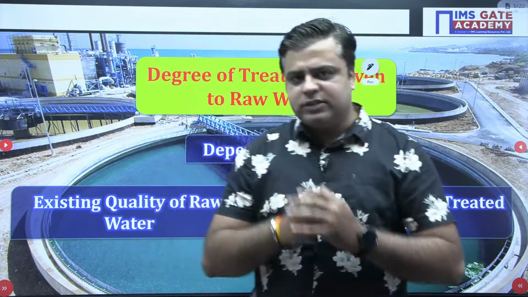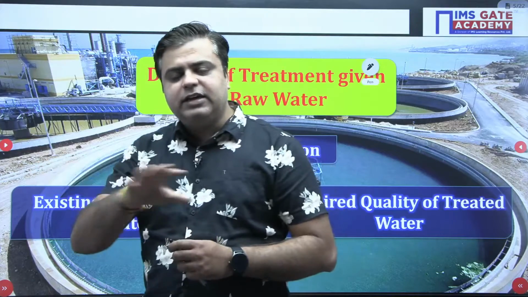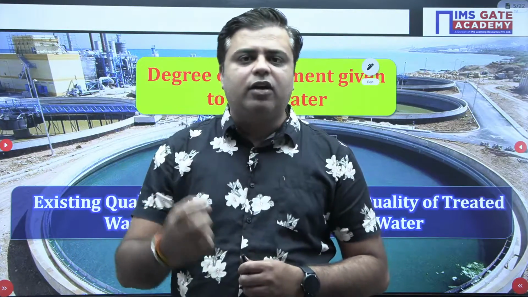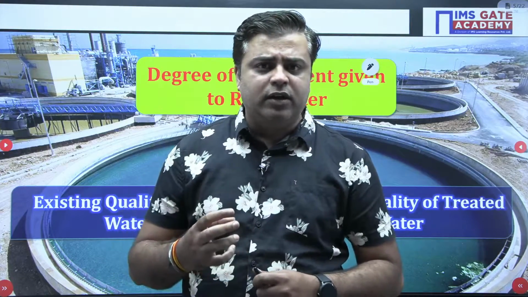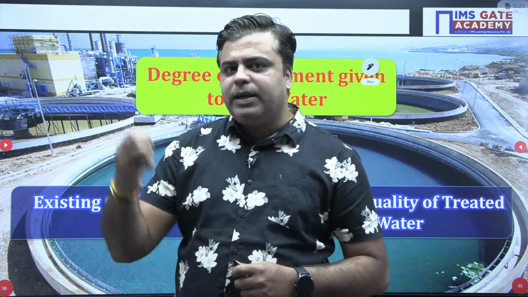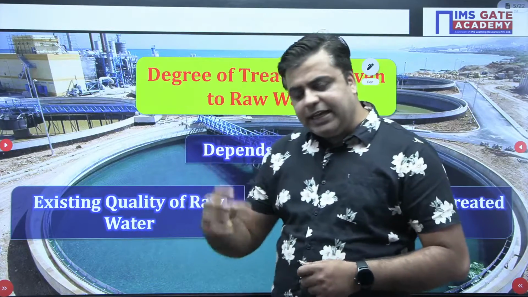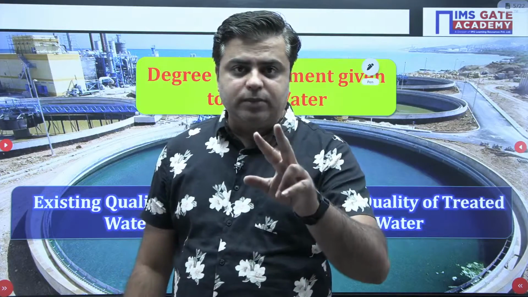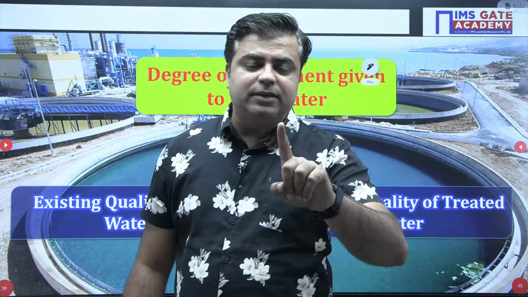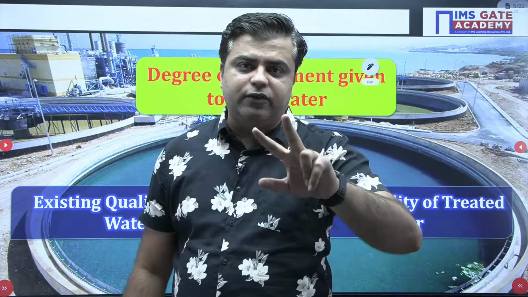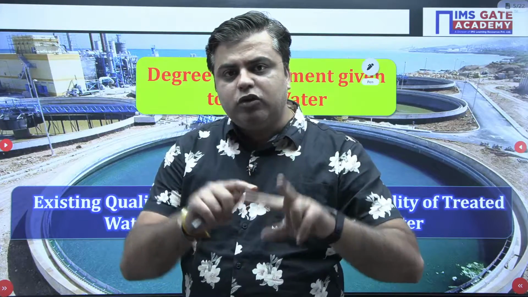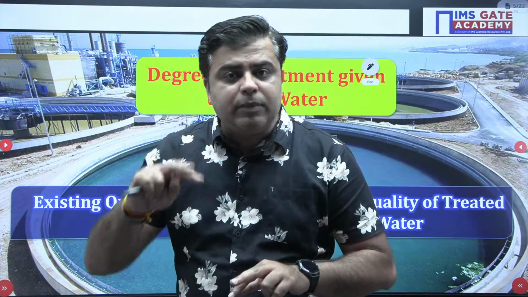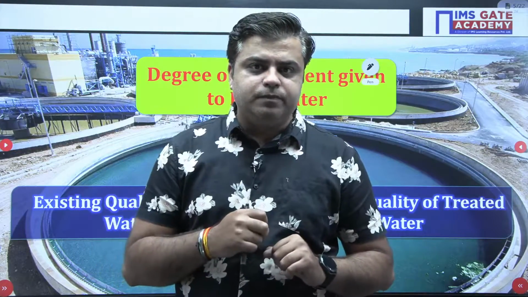Now think on this. You have different rivers and lakes and ponds and seas and oceans and even the underground water from where you can extract the water. Is the mechanism of treatment the same? Is the degree of treatment the same? So you need to understand this. These are two terms. First one is mechanism of treatment and second one is the degree of treatment. Mechanism includes the different operations and degree of treatment means how much amount of operations you are doing.